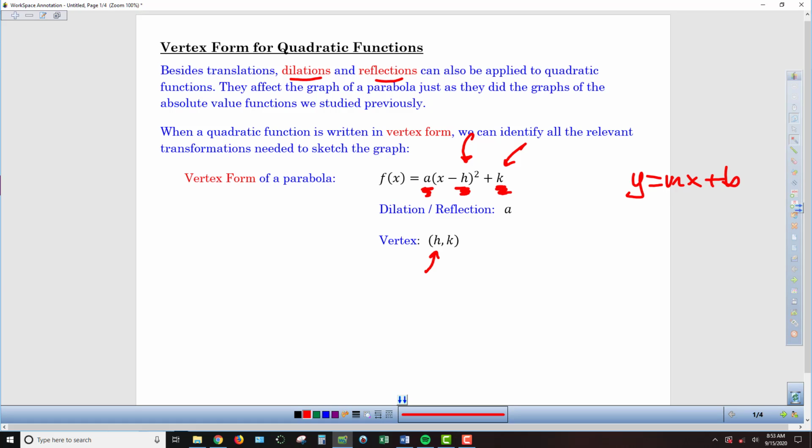K then here is going to be the y coordinate of our vertex, and then to determine whether the graph opens up or down, and then how wide or narrow the parabola is compared to our standard, we're going to use that value a. If it's negative, it opens down. If it's positive, it opens up. And then we'll see how that affects the width here through a few examples. But again, when an equation of a parabola is written in this format, we can use all of that information, the a and then the h and k, to be able to come up with the graph relatively quickly.